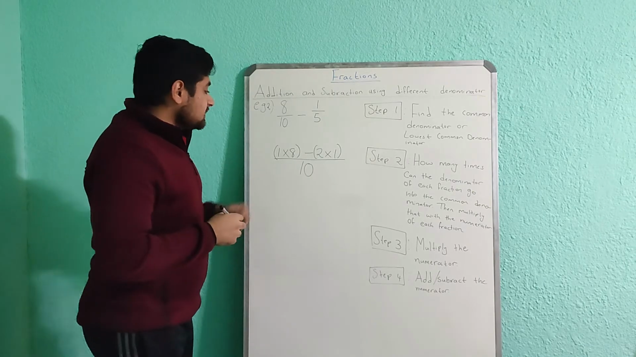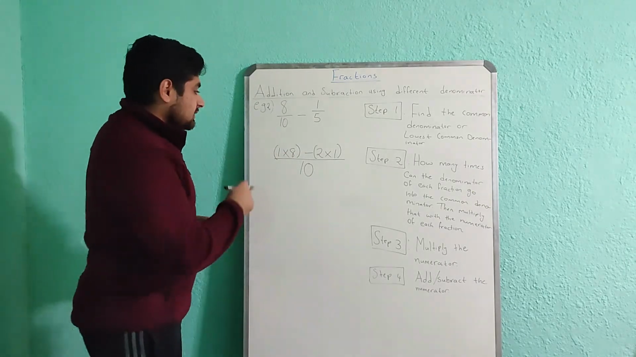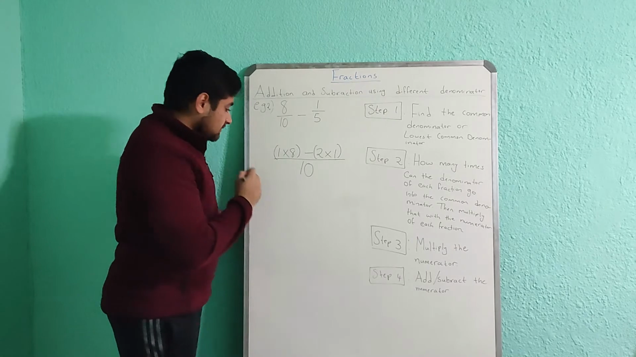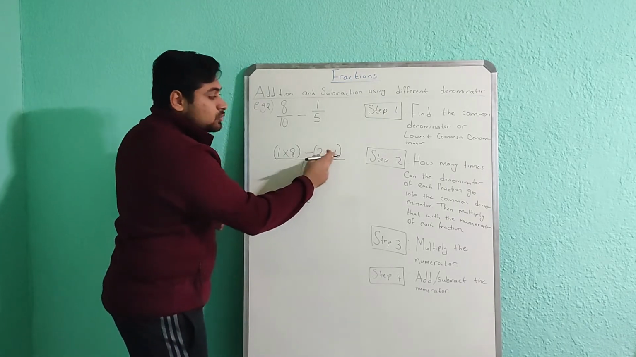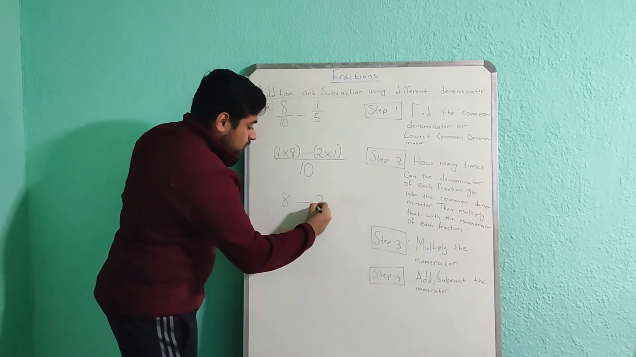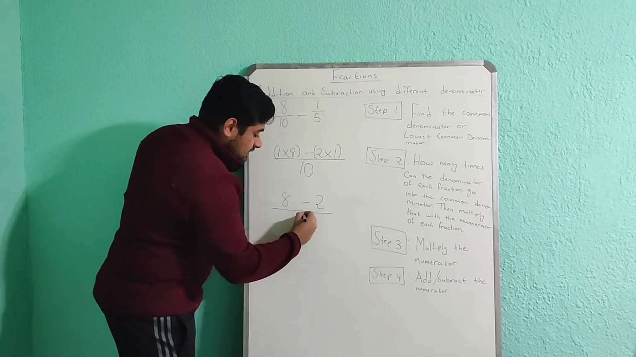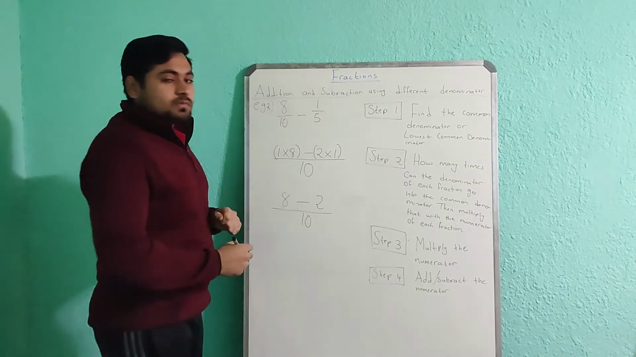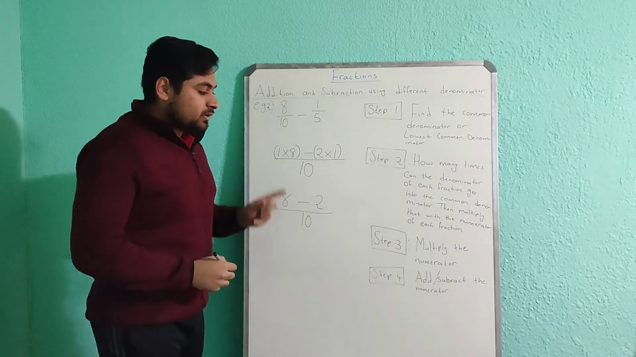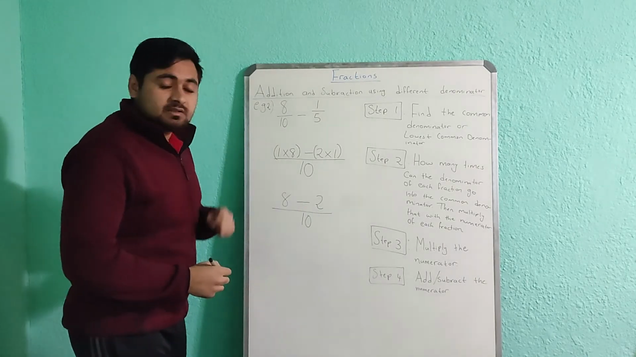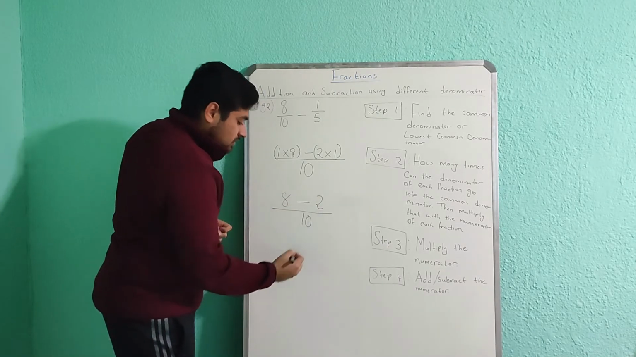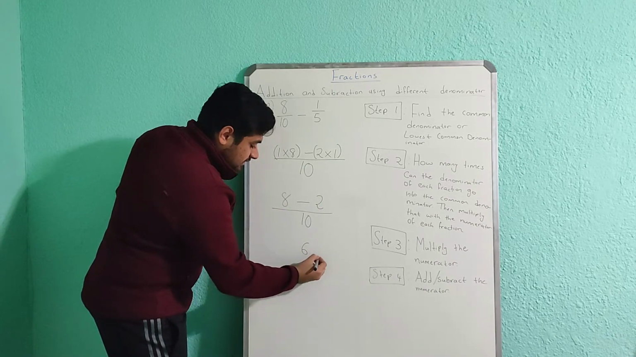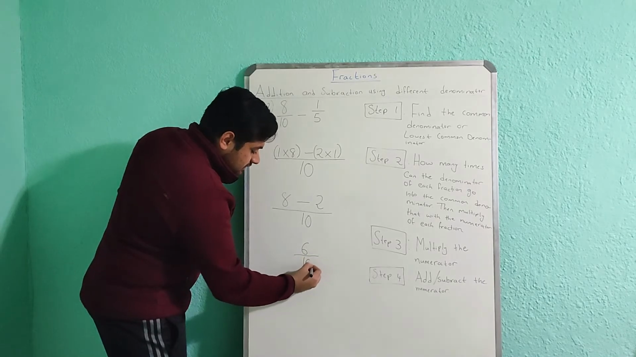Now the next step is to multiply the numerators. So what is 1 times 8? The answer is 8, minus, what is 2 times 1? 2, all over 10. And now finally, add or subtract the numerators. In this case we are going to subtract. So what is 8 minus 2? The answer is 6 over 10.